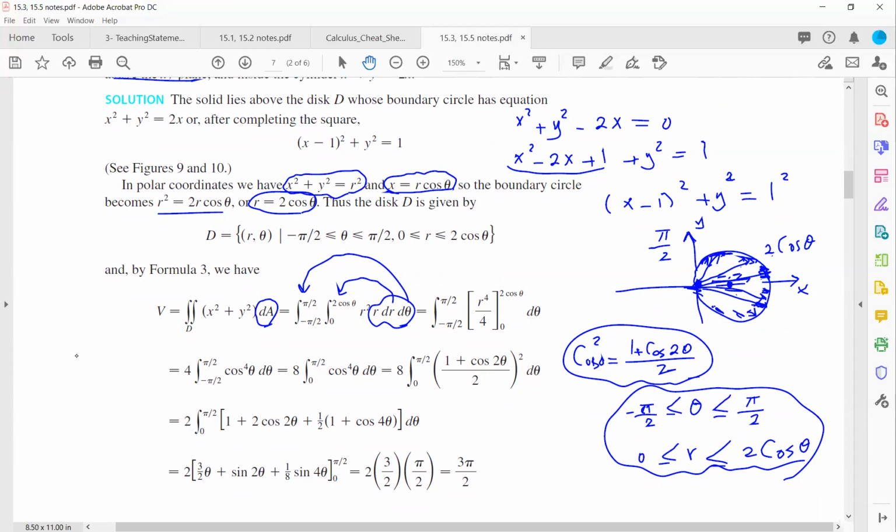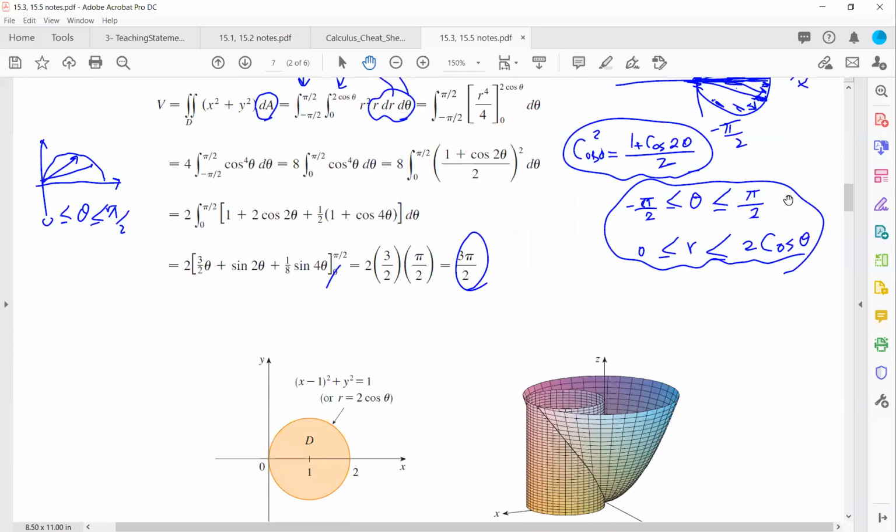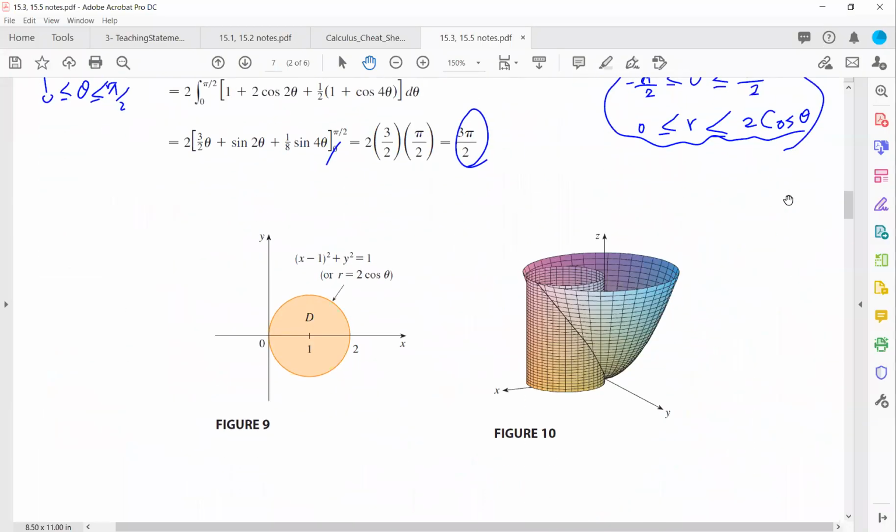After plugging pi over 2 into the function, you don't have to worry about theta equal to 0, because if you plug in 0, the outcome is 0. So forget about the lower boundary, just plug in pi over 2, and the outcome is 3 pi halves. Perfect. This is our crazy, beautiful object.